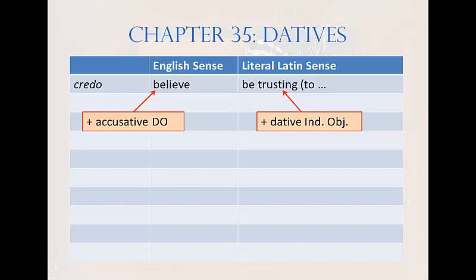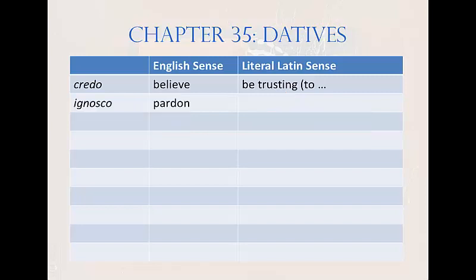For instance, credo, the first verb on this list, is most often translated believe, though its real sense is be trusting to. The second verb is ignosco, meaning pardon, but that's not its true sense in Latin. When someone said ignosco, the Romans actually heard grant pardon, a meaning that naturally expects the dative, grant pardon to. Third is impero, command, but that's not what the Romans heard when they heard impero. They heard give an order to.